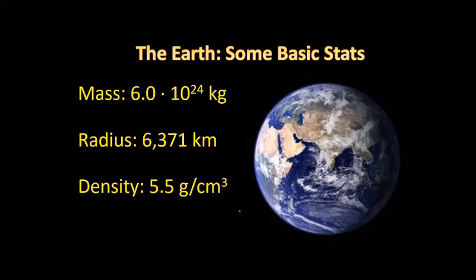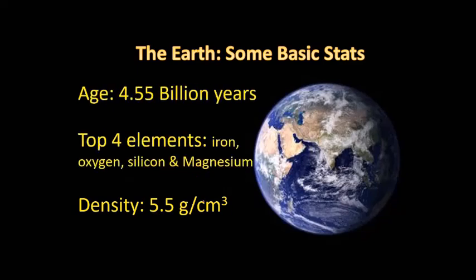The density, this is a very important fact. I want you to know the density of Earth, about 5.5 grams per cubic centimeter. And that compares very well to the densities of the other terrestrial planets, Mars, Venus, and Mercury.